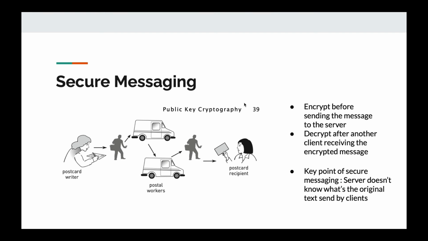And here we move on to the discussion of secure messaging. As the picture demonstrated in the book, 9 Algorithms That Changed the World, secure messaging is similar to sending a postcard. We need to encrypt before sending the message to the server and decrypt after another user receives the encrypted message. So in this way, the server won't know what the original message is.